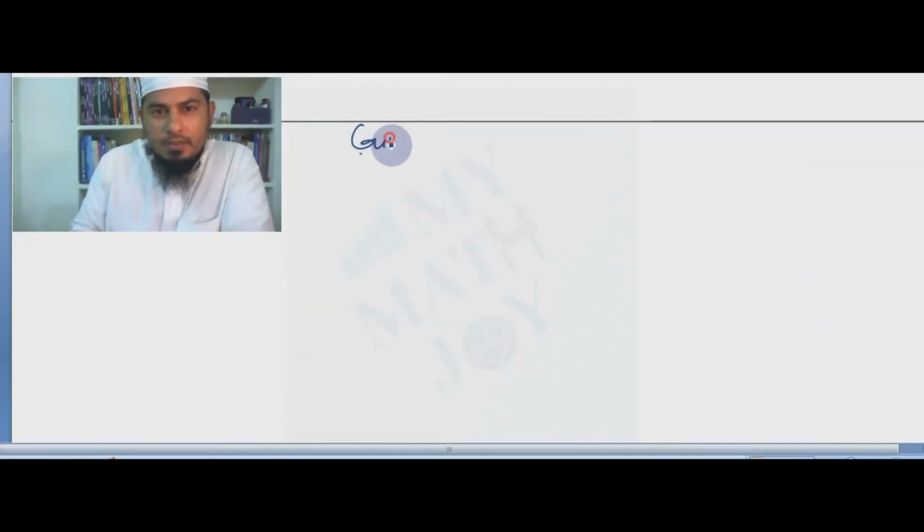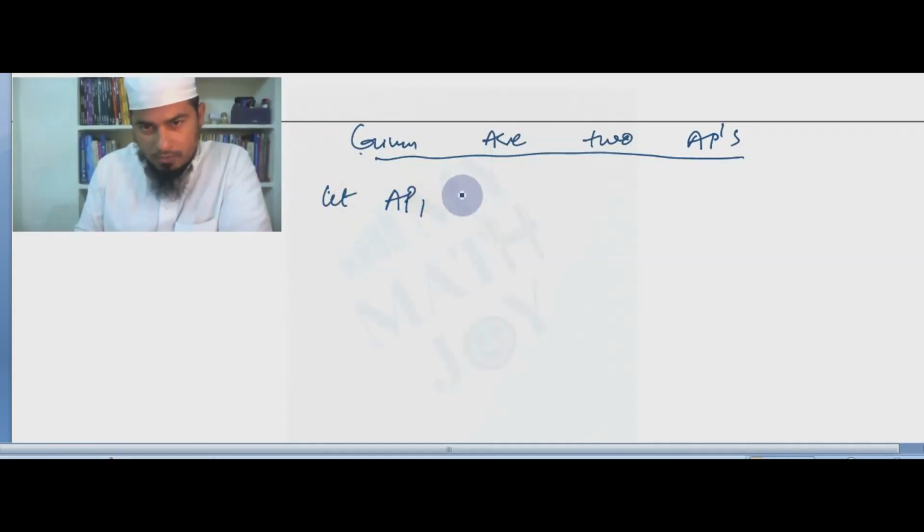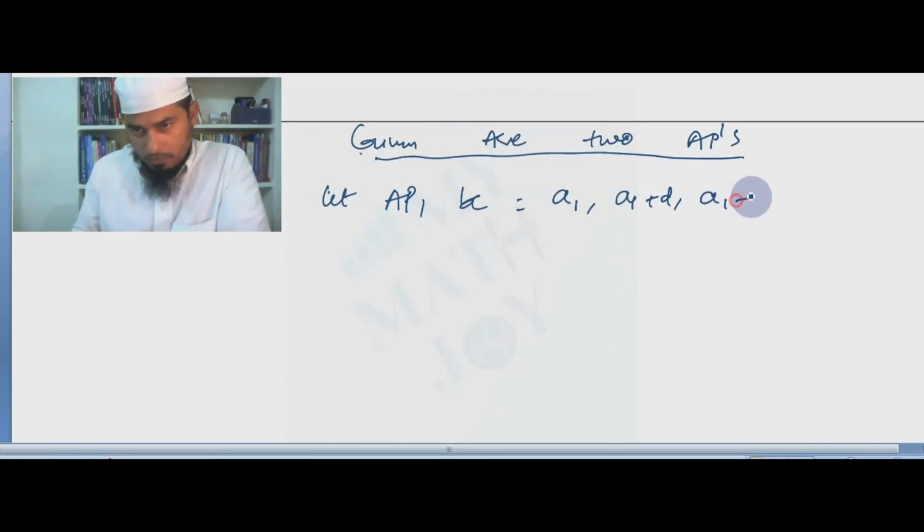Given are two APs. How many APs are there? Two different APs are there. That is the key thing we need to understand in this question. We have two different APs. So let us write AP1 as a1, a1 plus d, a1 plus 2d, and so on.